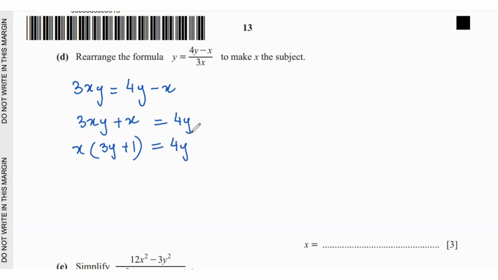If you notice, initially we had x in 2 places in the equation. But now, once we collected the terms with x on one side and took x common, we only have one x now, which is exactly what we wanted to make x the subject of the formula. Last step is to divide 4y by 3y plus 1. And that is your answer.